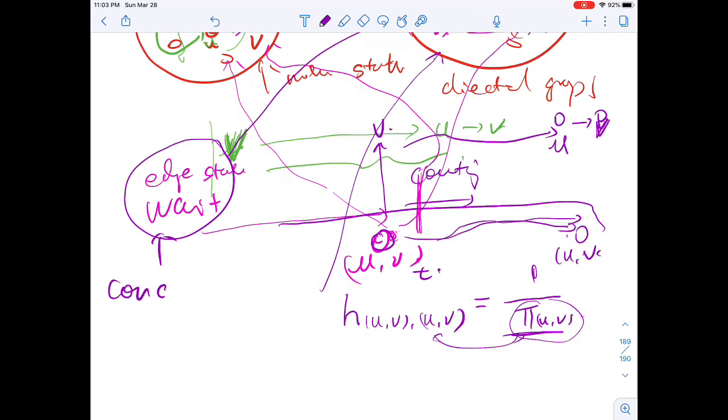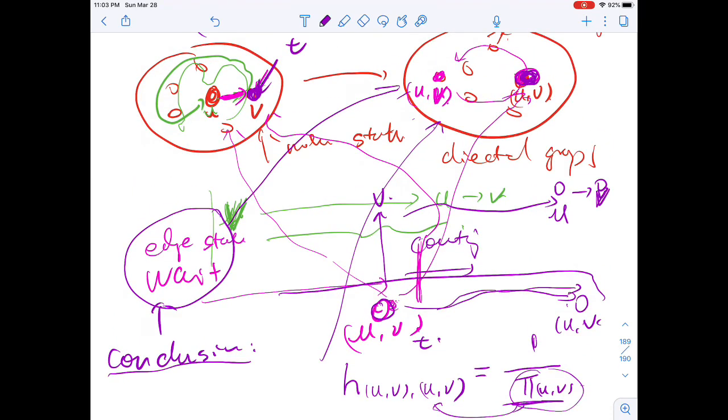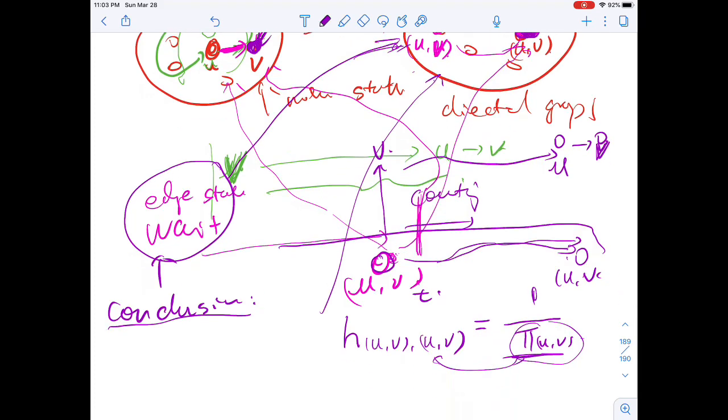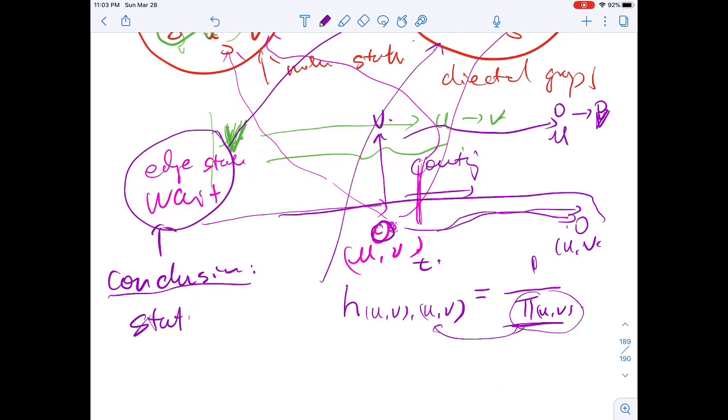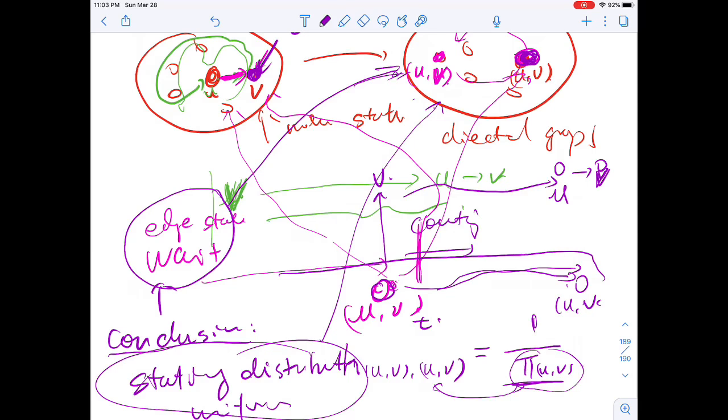And it turns out that if you do the math carefully, this is the conclusion, right? I'm making a claim, and you need to verify this claim on your own. It's pretty straightforward math. The conclusion is that if I take a walk on the graph that consists of edge states, the stationary distribution is uniform, right?